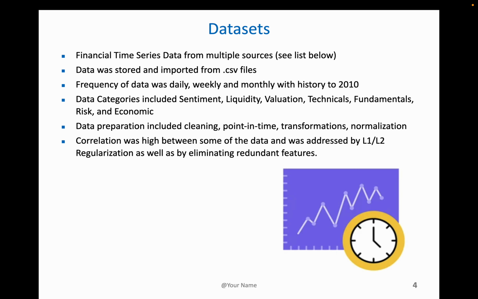The data sets, again, multiple sources. Data was stored in CSV files by frequency, so I had a daily, a weekly, and a monthly file with data accordingly in them. And some of them had longer history than others. Some went back into the 70s. But for the most part, the data all kind of got to a critical mass around 2010, which is where I started the modeling. Again, the listed categories are the categories of macro and fundamental data that I think are relevant to predicting the S&P.